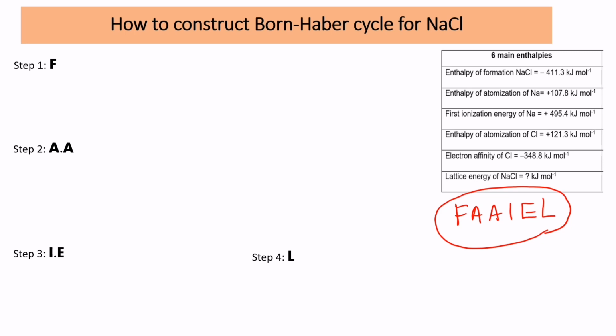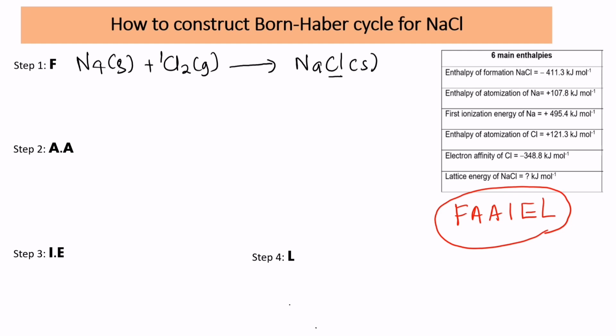So we start with F. F is the enthalpy of formation of NaCl. NaCl solid comes from its elements. The elements are Na solid plus Cl2 gas. Because of 1 mole of Cl, we write half Cl2. The value of the enthalpy of formation, ΔH formation, is equal to negative 411.3 kilojoules.